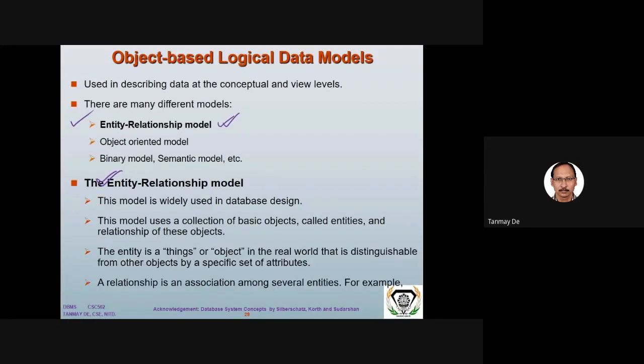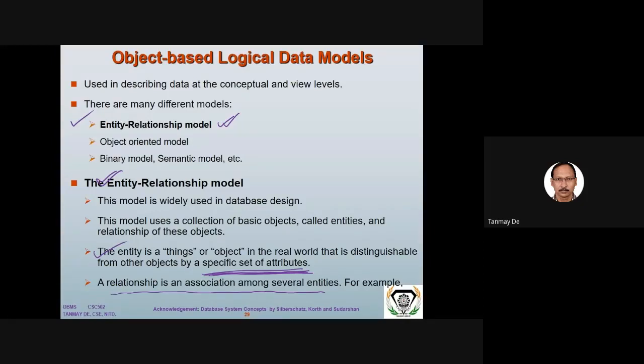What I actually want to tell is that here an entity is an object in the real world that is distinguishable from other objects by a specific set of attributes. That is similar to the relational model and network data model, where records are also distinguished by a number of attributes. Here also the entities or objects in the real world are distinguished from each other by a specific set of attributes. And a relationship is an association among several entities.